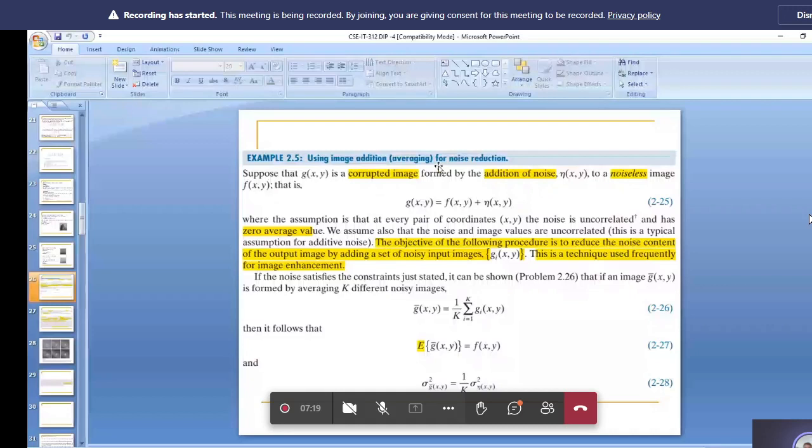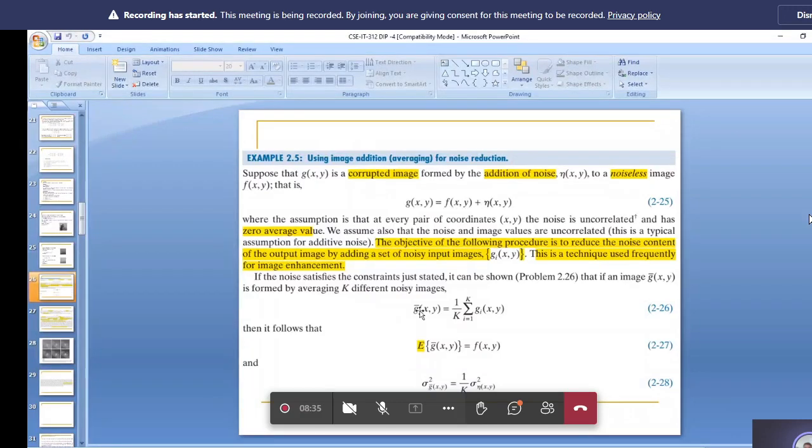Now the objective of the following procedure is to reduce the noise content of the output image by adding a set of noisy input images g i of x comma y. So our purpose here is that the corrupted images g i of x comma y, there may be 1, 2, 3, 4 of them, we will add them, and this addition leads to an increase in image quality, or we can say this technique is used frequently for image enhancement.